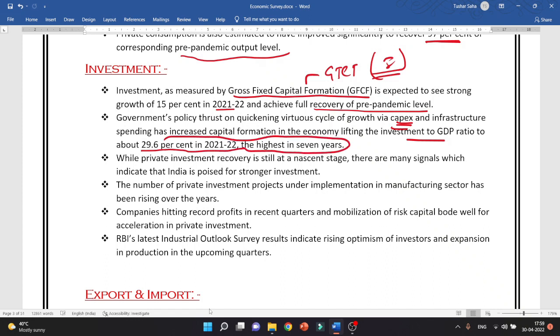So, this is one of the very important things that you can't really miss. So let us understand this, okay? So what is capex? Capex is capital expenditure. It means the government has spent their money on infrastructure creation, meaning roads, highways, airports, railways, everything.